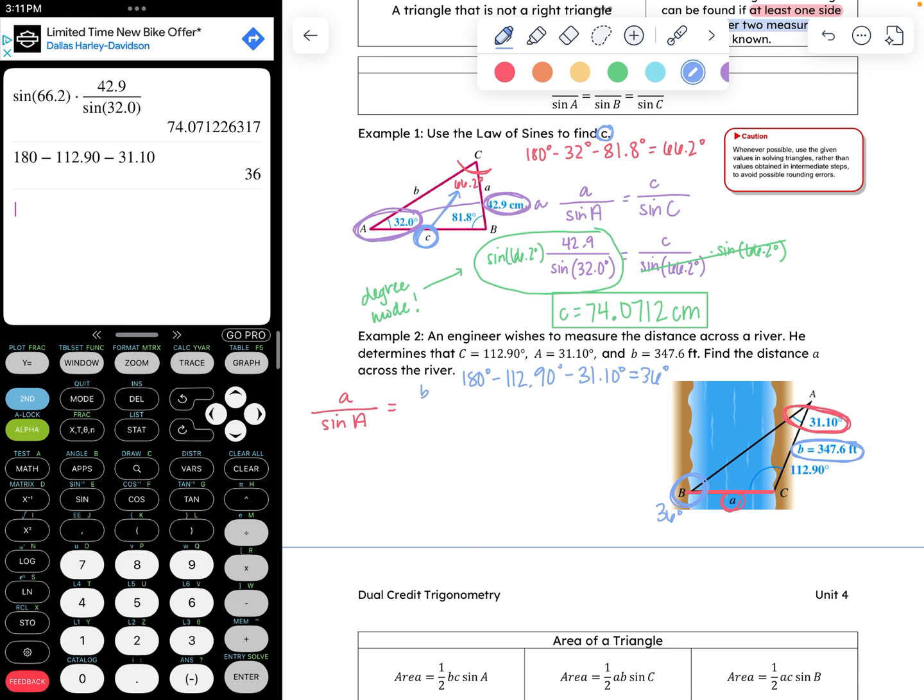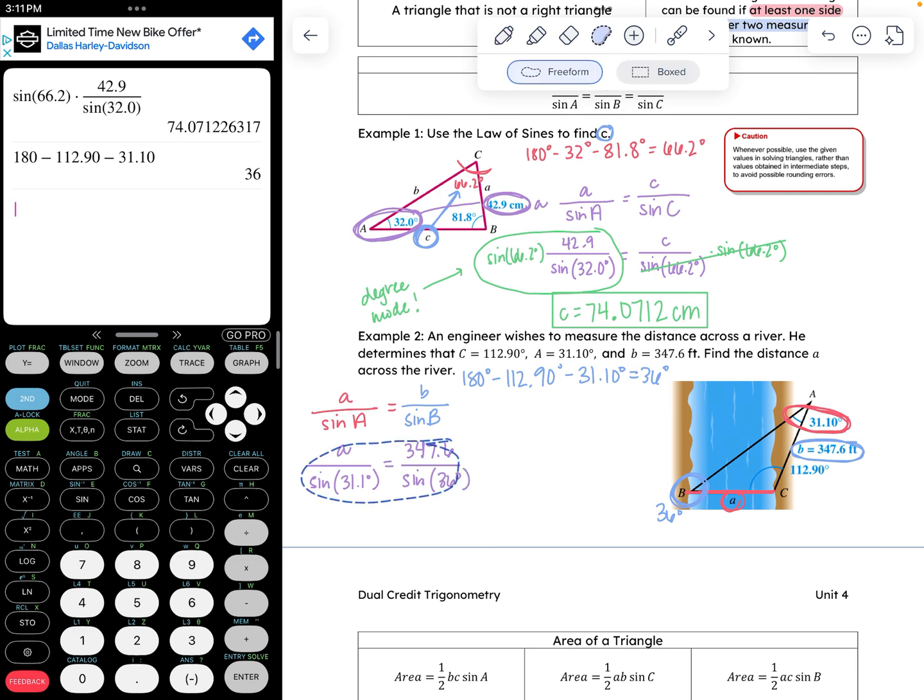So I can set up side B over the sine of angle B. So I'm going to plug all of that in. Side A is what I'm trying to find, so I'm going to leave that as A, over the sine of angle A, which is the 31.1. It's going to equal side B, 347.6, over the sine of angle B, which is that 36 degrees we just found.